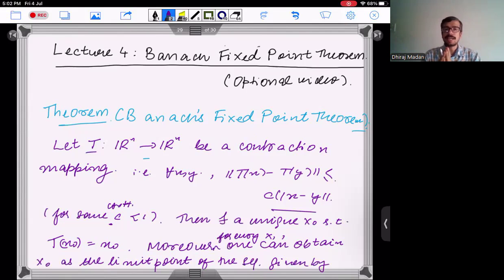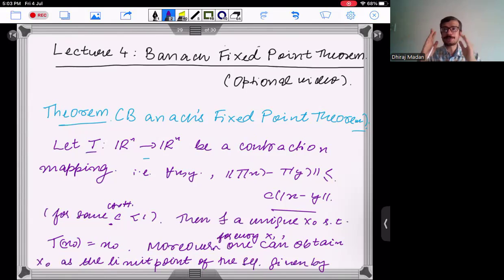And in this case, there exists a unique point x naught such that Tx naught is x naught, right? So that itself is a big statement. And not just that, the theorem gives me an algorithm to obtain that point. How? Essentially, let me start with some point x1 and I keep applying T. And essentially, the limit point of the sequence is going to be x naught. So whichever initial point I start with, the limit point is always going to be x naught.